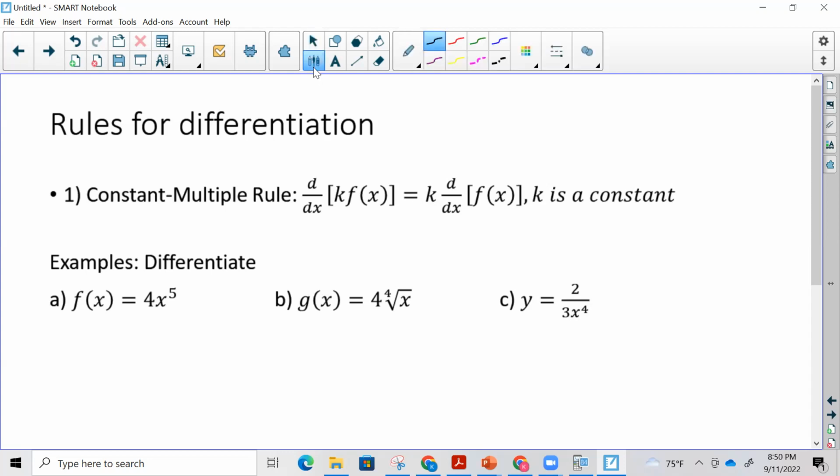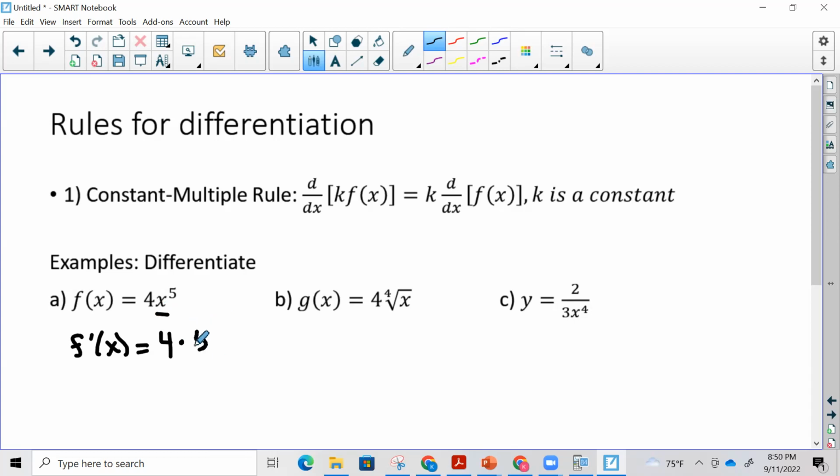And that's only if it's a constant in front, which means it's a number. So for example, for this first one where it says differentiate, our constant or our coefficient is 4. And if we want to take the derivative, you can think of it two ways. You can just have the 4 there and you multiply it by the derivative of x to the 5th.